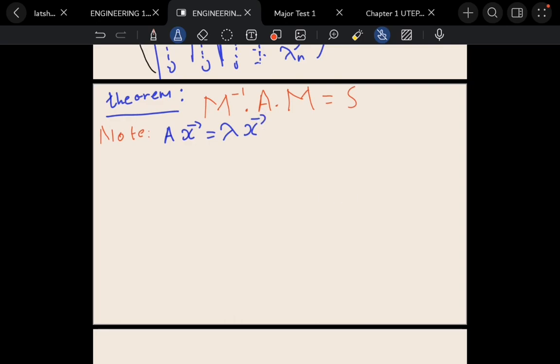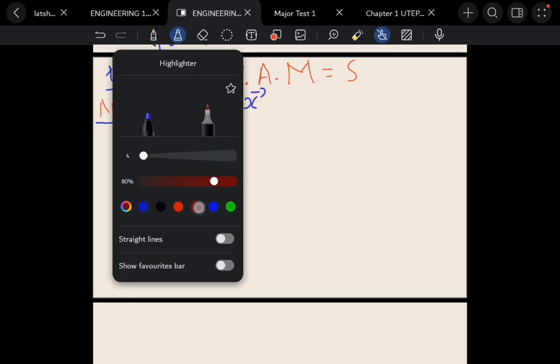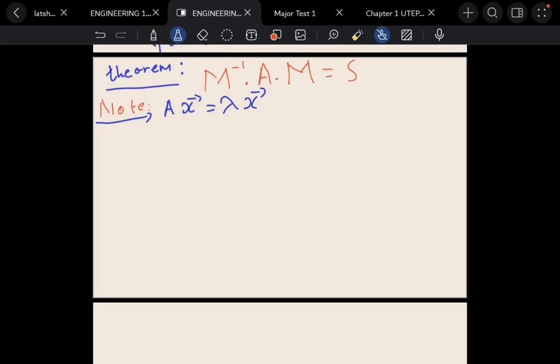This was a theorem that I first taught you: A times x bar is equal to lambda x bar, which means if you take a matrix and multiply it with an eigenvector, the eigenvector will be scaled by a particular factor of lambda. Right, a particular factor of lambda. You need to know that.